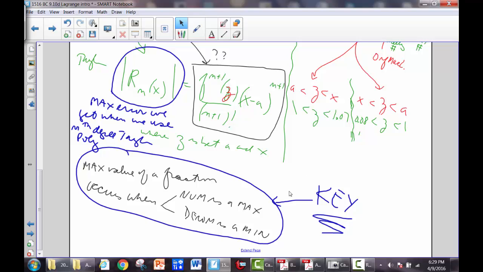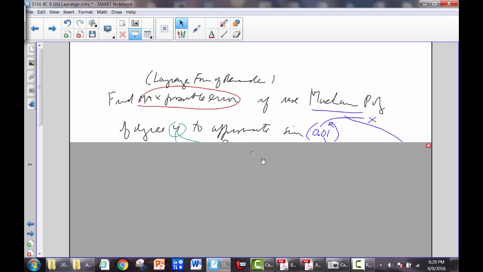Now, and this is the key thing that they kind of don't point out in the book. The max, it is a fraction. So remember, a fraction is going to be at its maximum, the largest it can be, when the numerator is as large as it can be and the denominator is as small as it can be.